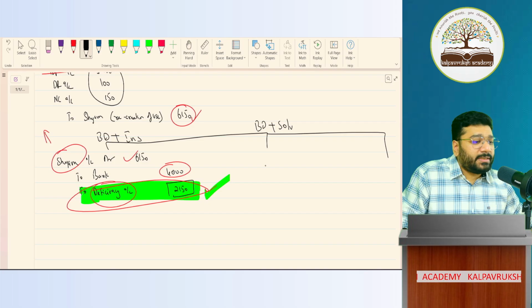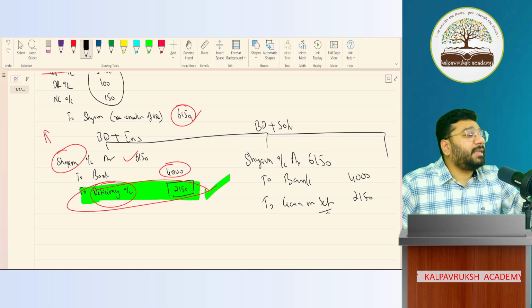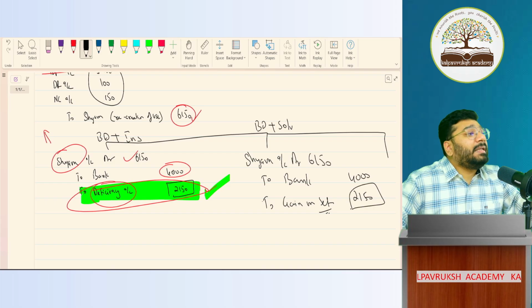Clear or not clear? Now listen. Shyam account debit, how much? 6,150. To bank, how much did you pay? 4,000. How much you're not going to pay? 2,150. So this is gain on settlement. Gain on settlement. This will go to other income of P&L account.